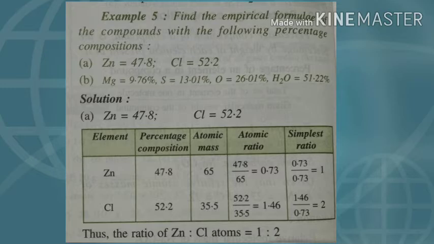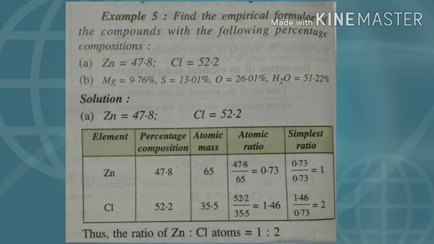In the third column, we have to write the atomic masses of these elements. The atomic mass of zinc is 65 and that of chlorine is 35.5. Sometimes only atomic mass will be given in the question, or you have to write the atomic mass by your own. In the fourth column, we have to find the atomic ratio of these elements. How can you find the atomic ratio of these elements? For that purpose, you have to divide the percentage composition by atomic mass.